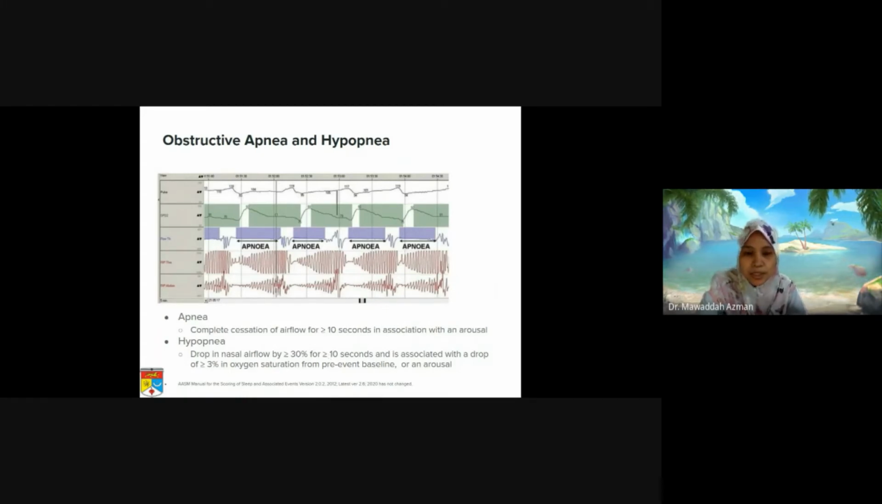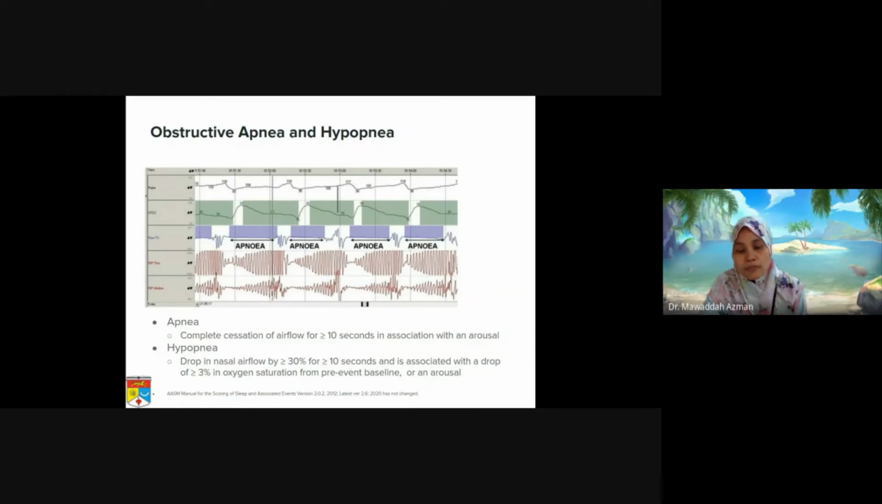So, based on the AASM manual for scoring of sleep and associated events published in 2012, and I've checked the recent one in 2020, it's still the same, hypopnea is defined as a drop in nasal airflow of more than 30% that occurs for a duration of 10 seconds or more, and is associated with either a drop of more than 3% in the oxygen saturation from the baseline, or an arousal. So if the patient fulfills this, then it is counted as a hypopnea.